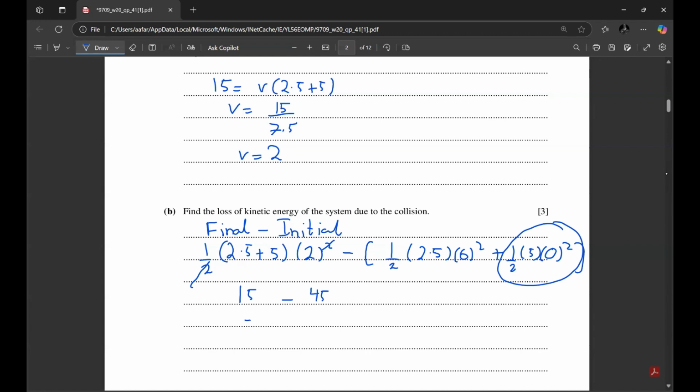So the change in kinetic energy of the whole system is negative 30. So we just write the magnitude. So 30 joules has been lost.